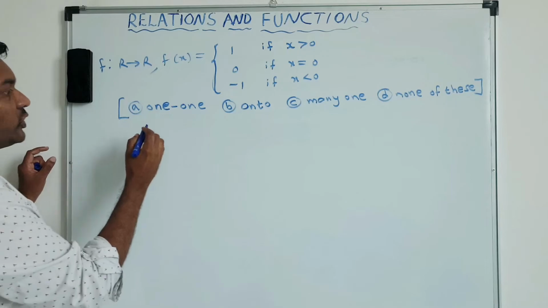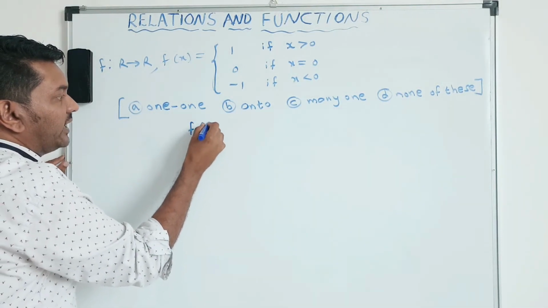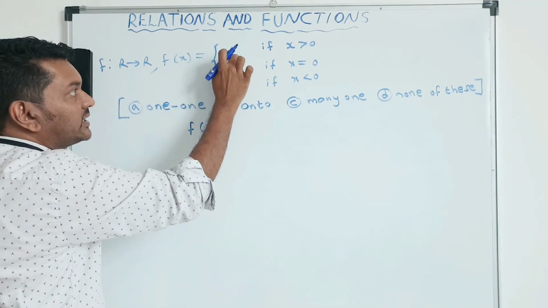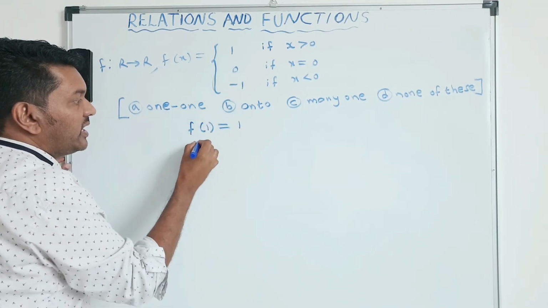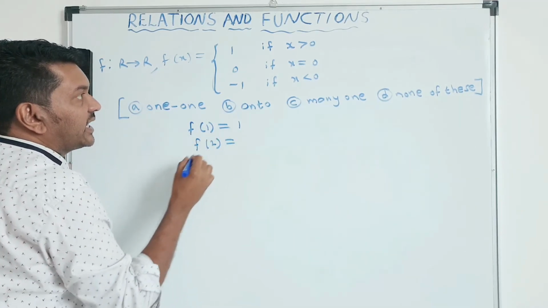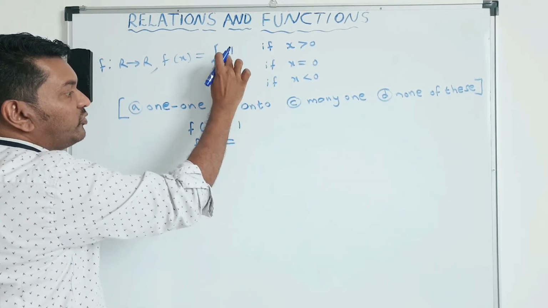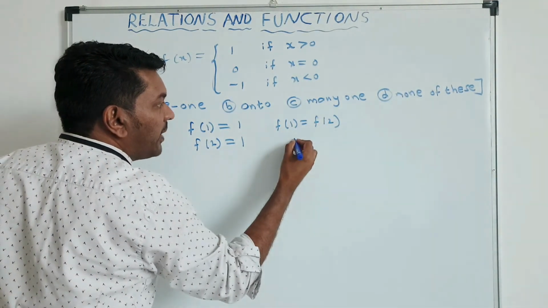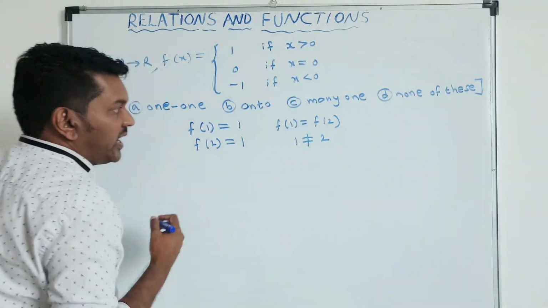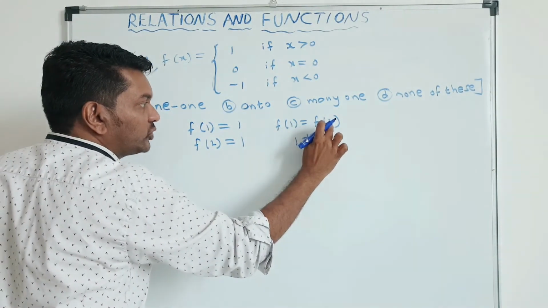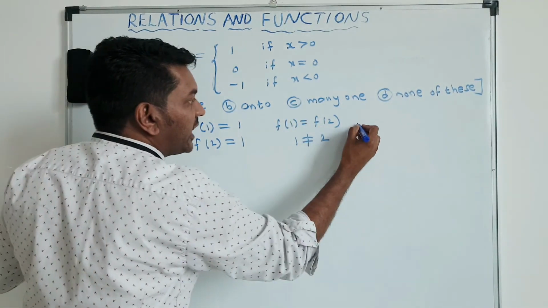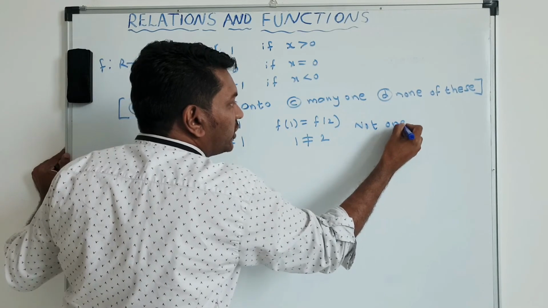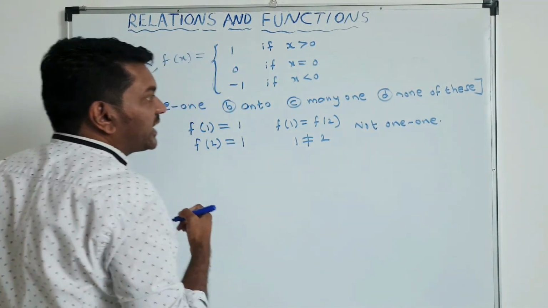So I am checking for one-to-one or not. F of 1 is what? If f of 1, x is greater than 0, so you have to take this value as y1. F of 2, 2 is greater than 0, so your answer will be 1. So you got f of 1 equal to f of 2, but 1 not equal to 2. F of x1 equal to f of x2, but x1 is not equal to x2, therefore it is not a one-to-one function. Not one-to-one.